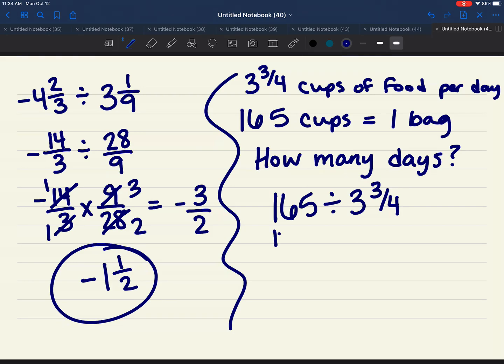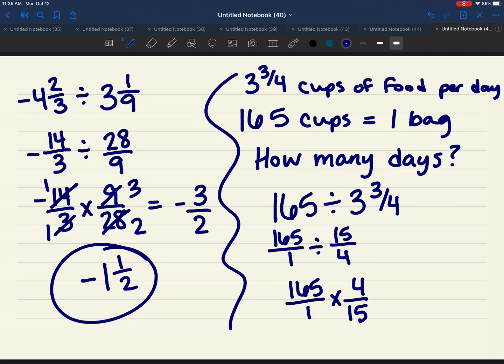Okay, so 165 over 1, and 3 3/4 turns to an improper fraction of 15 over 4. Okay, and we're gonna see if anything simplifies. No. Do I simplify on this step or do I have a step to do first? Oh wait, so keep, change, flip. There we go. Good. 165 over 1 times 4 over 15.